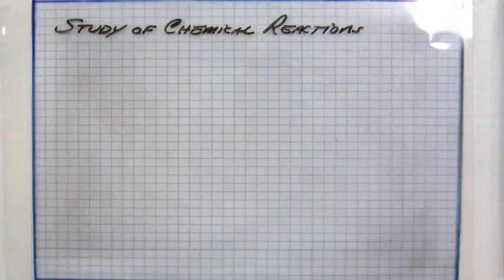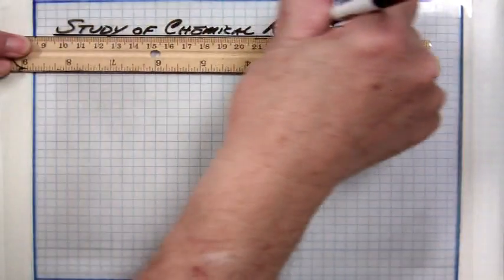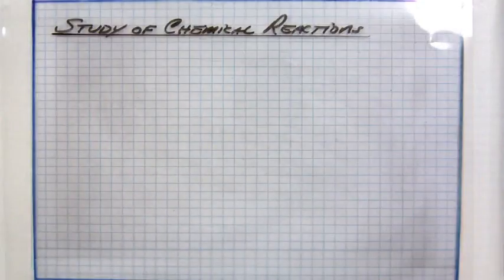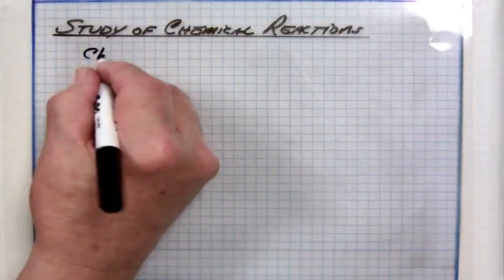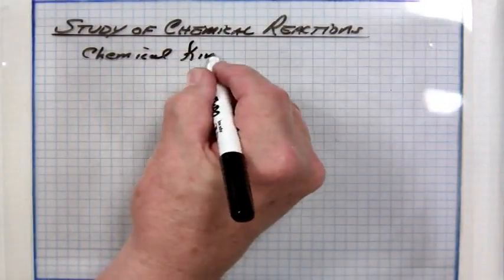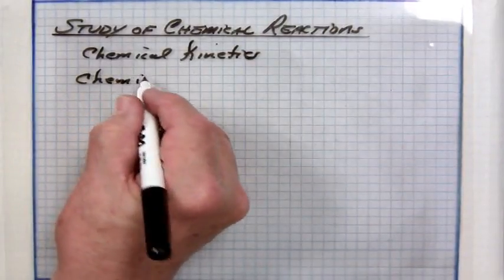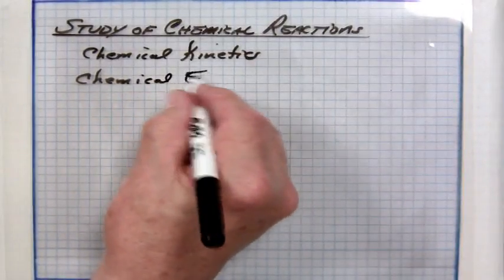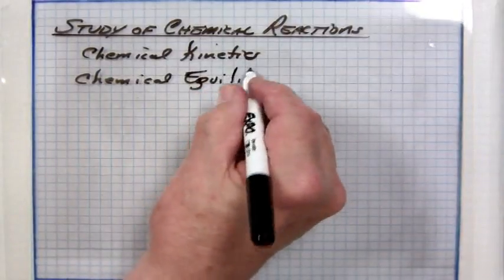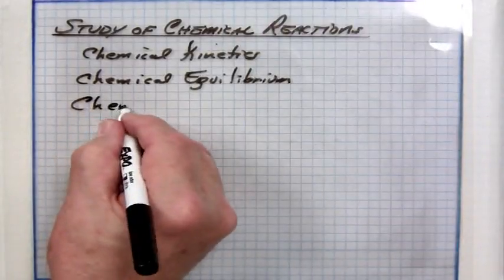The next 4 or 5 chapters will involve the study of chemical reactions. There are 3 ways to study chemical reactions: chemical kinetics, chemical equilibrium, chemical thermodynamics.